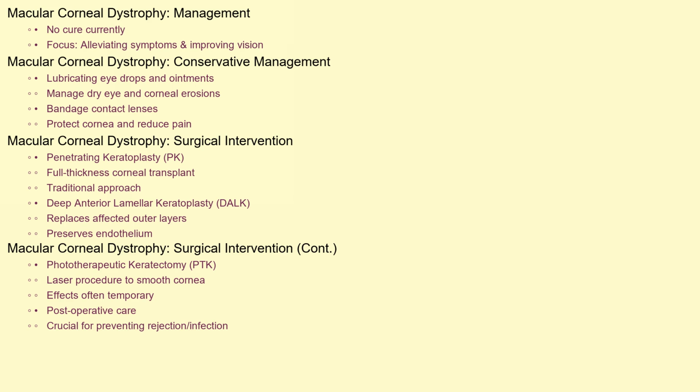Penetrating keratoplasty, or full-thickness corneal transplant, has traditionally been the most common surgical approach. However, newer techniques, such as deep anterior lamellar keratoplasty, or DALK, which involves replacing only the affected outer layers of the cornea, are gaining popularity as they preserve the patient's own endothelium, reducing the risk of rejection. In some cases, phototherapeutic keratectomy, or PTK, a laser procedure, may be used to smooth the corneal surface and reduce irregularities, although its effects are often temporary. Post-operative care is crucial to prevent rejection and infection.